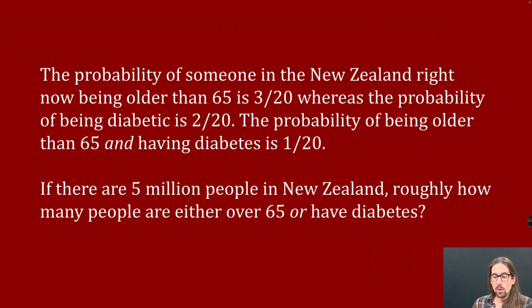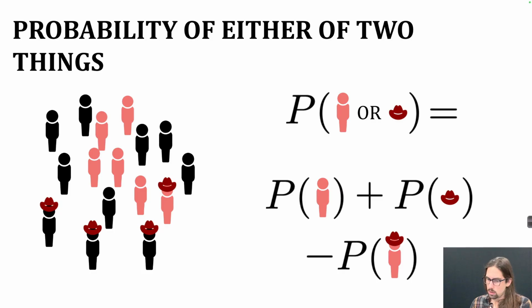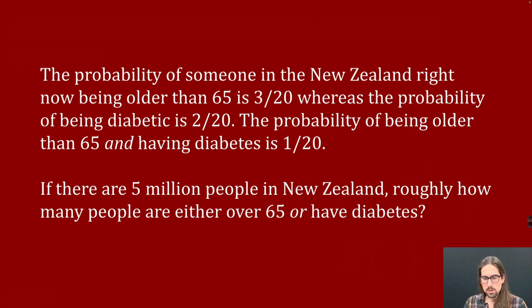And now I'm asking how many people are either over 65 or have diabetes. So this is totally equivalent to this because, let's say the pink thing is like having diabetes, the red hat is being over 65. This is all the people who are both diabetic and over 65. And what we're after is this quantity here, which is the number of people who are either 65 or older or have diabetes. So all we need to do is add these two numbers and subtract off this number. So that's 3 plus 2 minus 1 is 4 over 20, or 1/5.